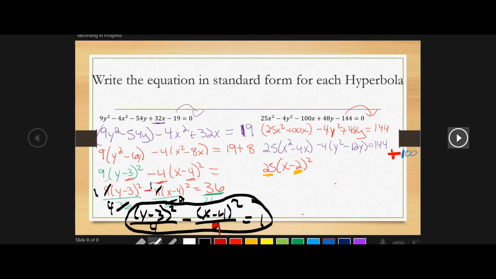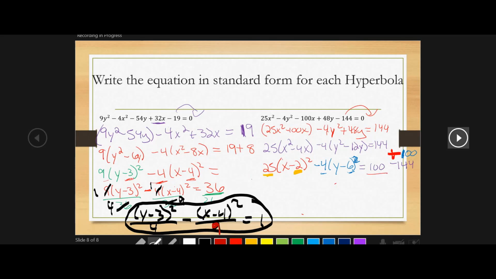Next, we'll move on to this one. It'll be negative 4 times y minus 6 squared. Now, the 6 squared is 36. But then the 36 times 4 is 144. And that's a negative. So I need to subtract that from over here. Equals, that's going to end up being 100.